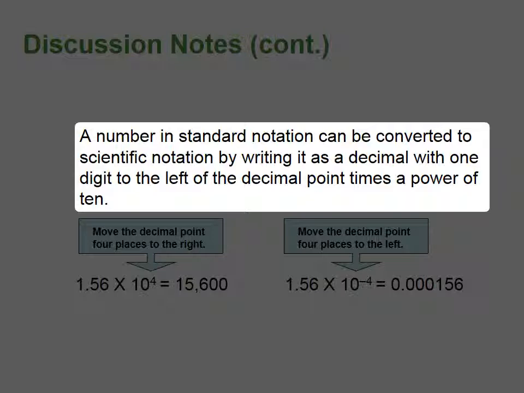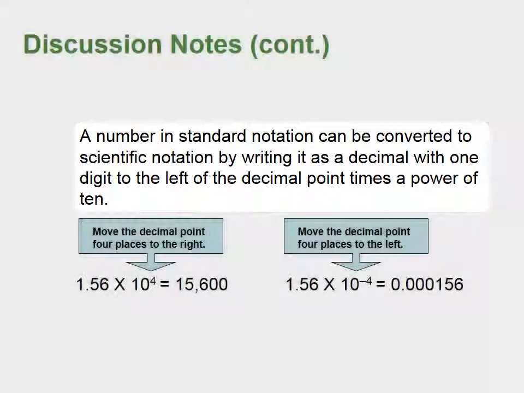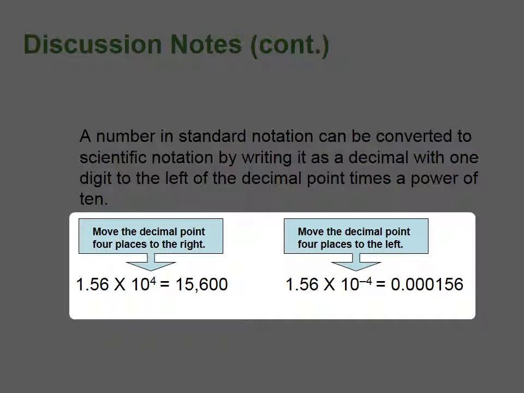To convert a number, either positive or negative, in scientific notation back into standard notation, check the exponent to find out how many places to move the decimal point. The sign of the exponent indicates in which direction the decimal should be moved to obtain the correct value in standard notation. In the two examples shown, when multiplying 1.56 times 10 to the positive 4, you have to move the decimal point 4 places to the right in order to get the standard notation.